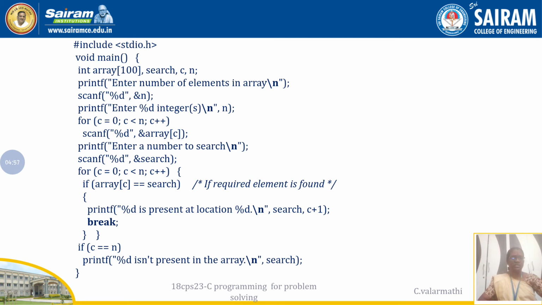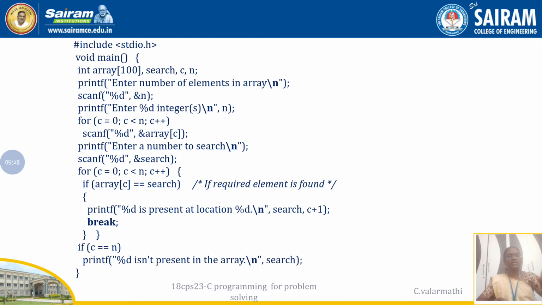If the searching element is found, I can print and then exit from the loop. Or else, in failure cases, C will go on executing till its end. So when C is equal to n, at that case I cannot find the searching element. At that case, I can tell that this element is not present in the list. That is a failure case.